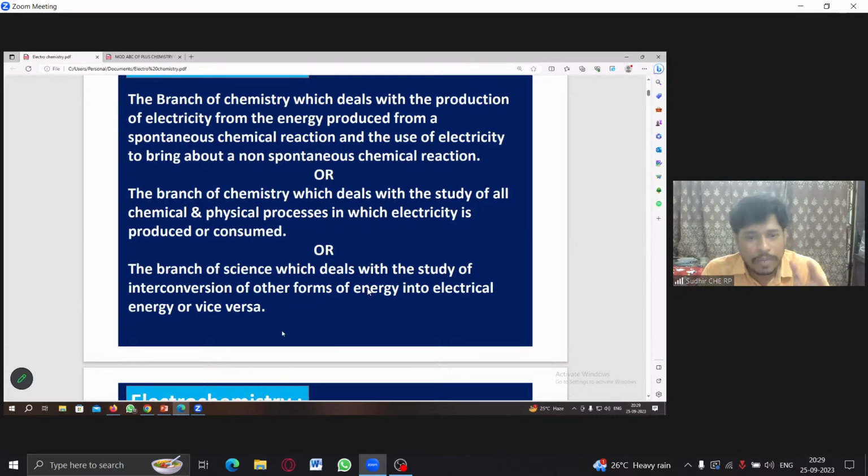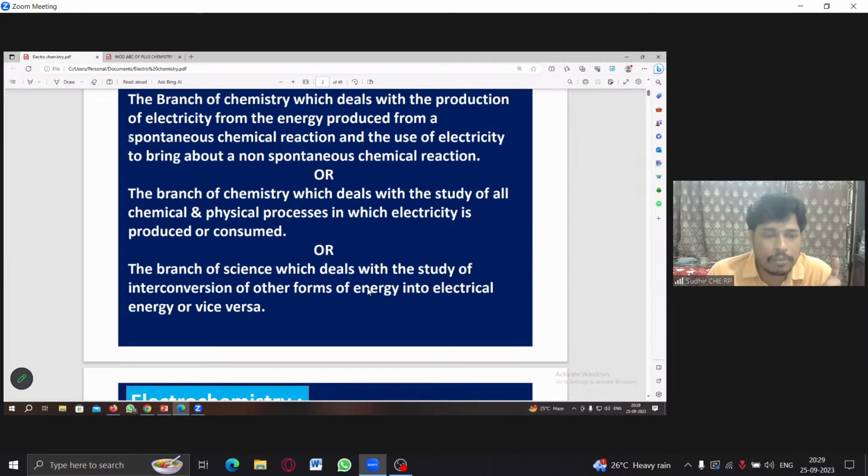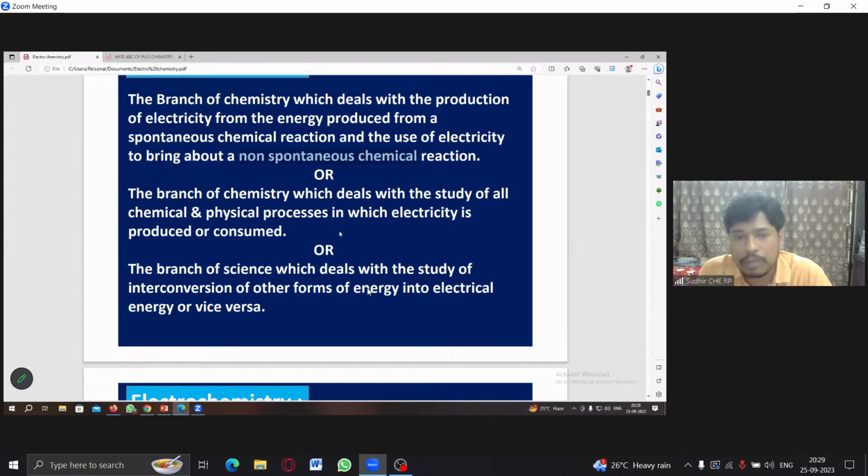So how many terms here mainly do you need to understand? I'm recapping again, just make a note of it. The first and most important thing you need to understand is spontaneous chemical reaction and, at the same time, non-spontaneous chemical reaction. What is meant by these two terms, you have to remember very carefully. And another thing is how to convert. Here, interconversion we are taking. So how to convert one form of energy into another form of energy also we need to understand very carefully.